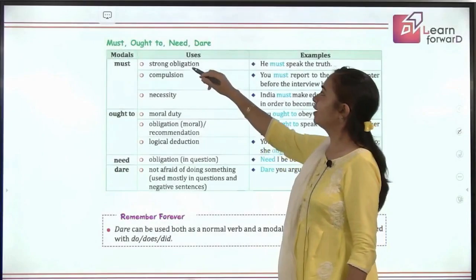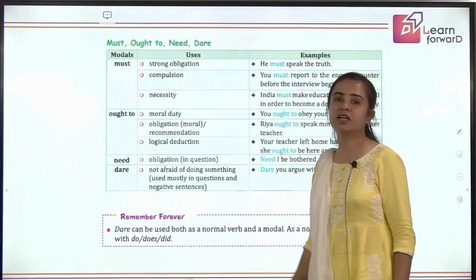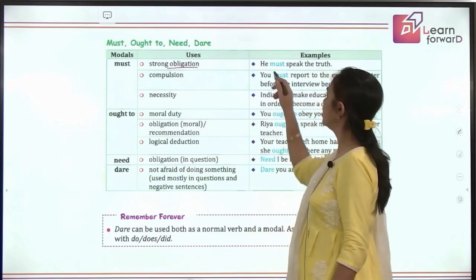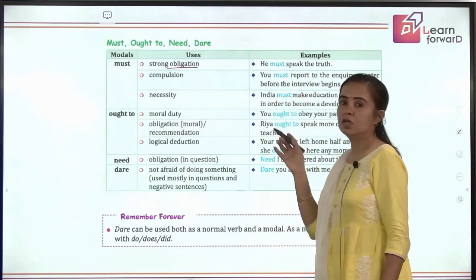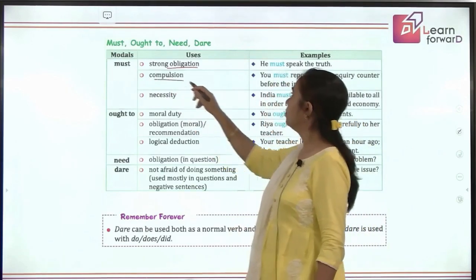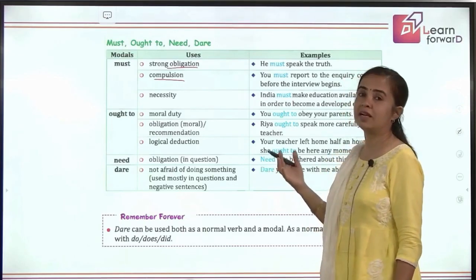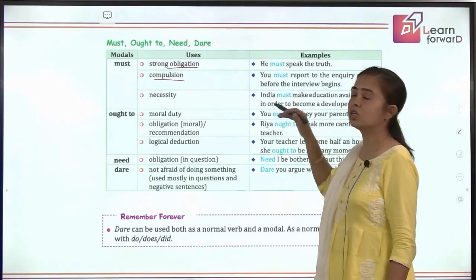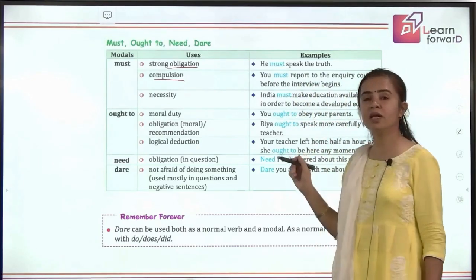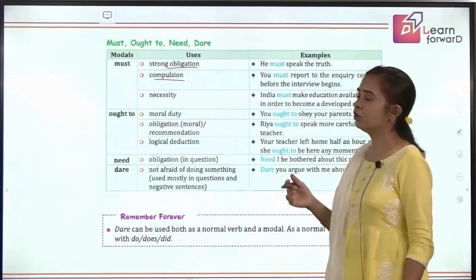So the next category is must, ought to, need, dare. Let's understand what's the difference here. Must is used for a strong obligation, like you say, he must speak the truth. So you are just putting an emphasis on this. Compulsion, when there is something compulsory, some external force that is making the action compulsory. You must report to the inquiry counter before the interview begins. So the rules say, the policy says, that it is compulsory for you to report there.